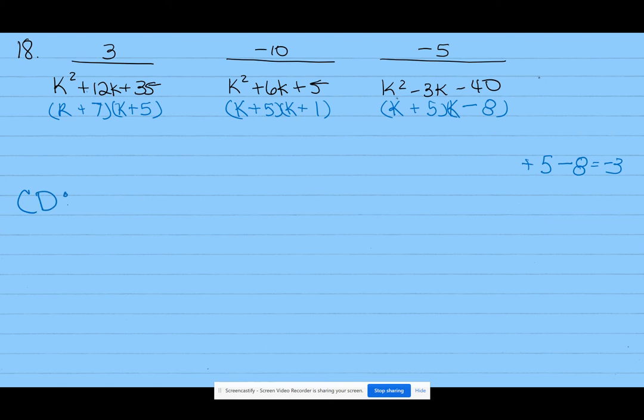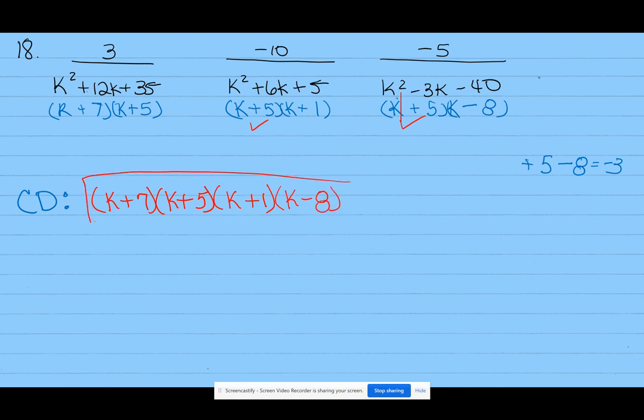So my common denominator, take all of the first one. So I'm going to take k plus 7 and k plus 5. I'm going to go to the second fraction and say, what else do I need? Well, I've already got the k plus 5, so I'm going to add to my list a k plus 1. I'm going to go to the third one and say, what else do I need? Well, again, I already have the k plus 5. I don't need that one, but I do need a k minus 8. That is my common denominator for number 18.